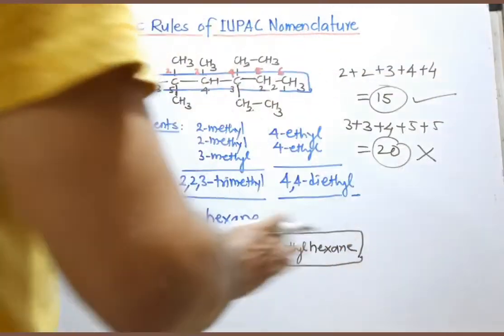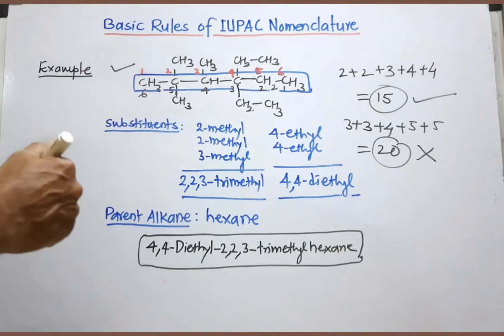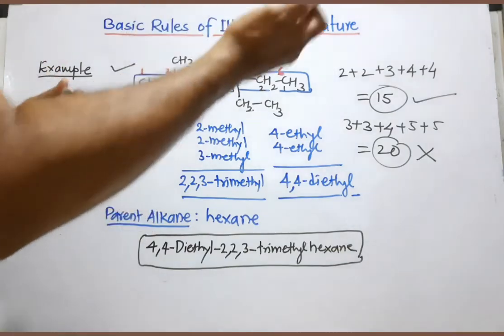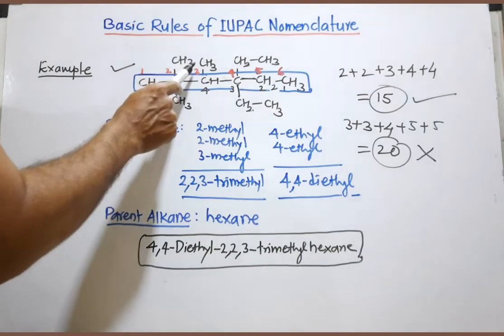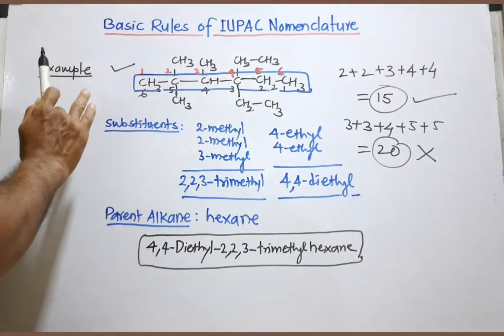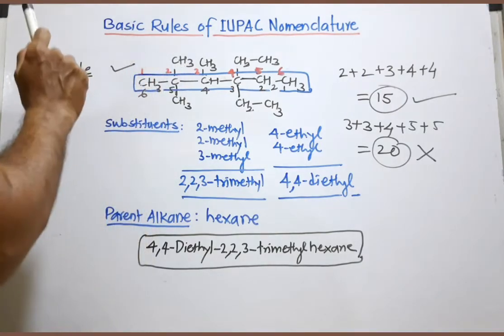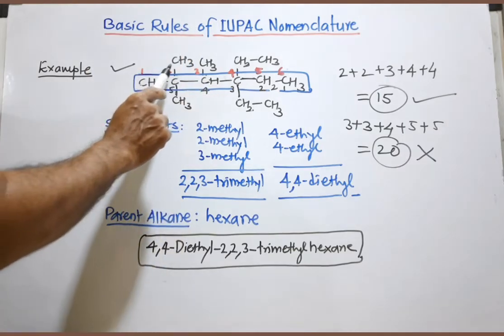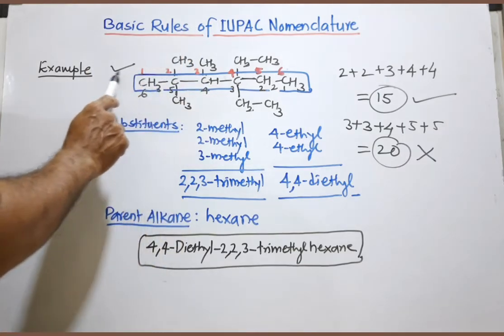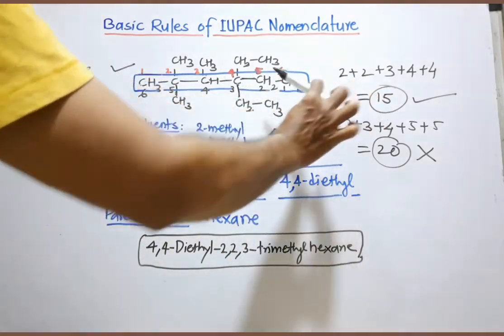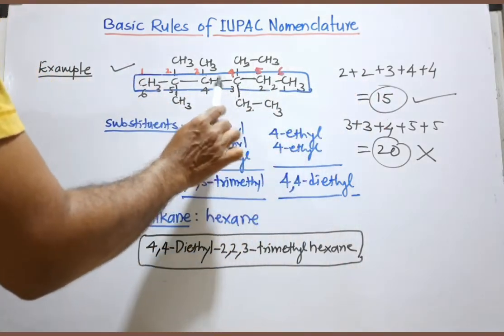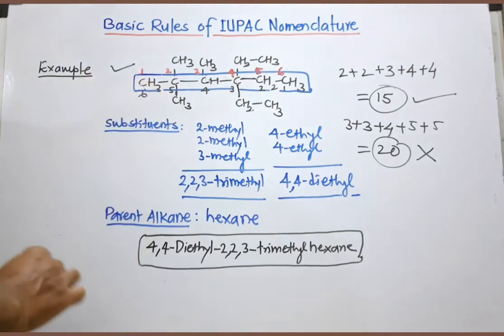You can use this formula most of the time. Or, one more thing, in a few books it is given that the first substituent should get the least possible number from the end, and that is the correct way of numbering. So if I start numbering this way, our first substituent gets number 2. But if I start numbering from this end, our first substituent gets number 3. So this is the correct way of numbering.